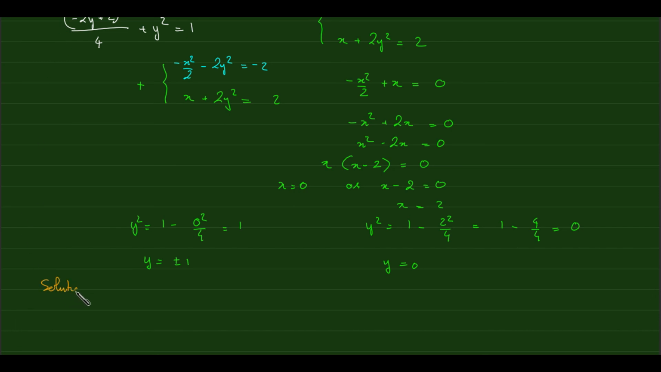My first answer will be 0, 1, and the second one 0, minus 1. Then the third one will be 2, 0. There you go. So totally we have three solutions like that.